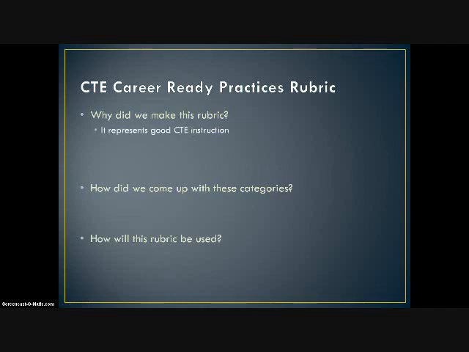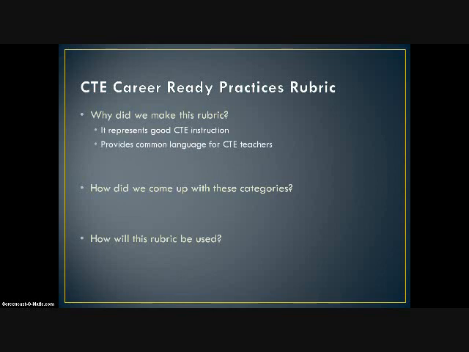To answer the first question, why did we make this rubric? We feel that it represents good CTE instruction. All of the categories that were determined focus on improving student growth in 21st century skills and career-ready practices.